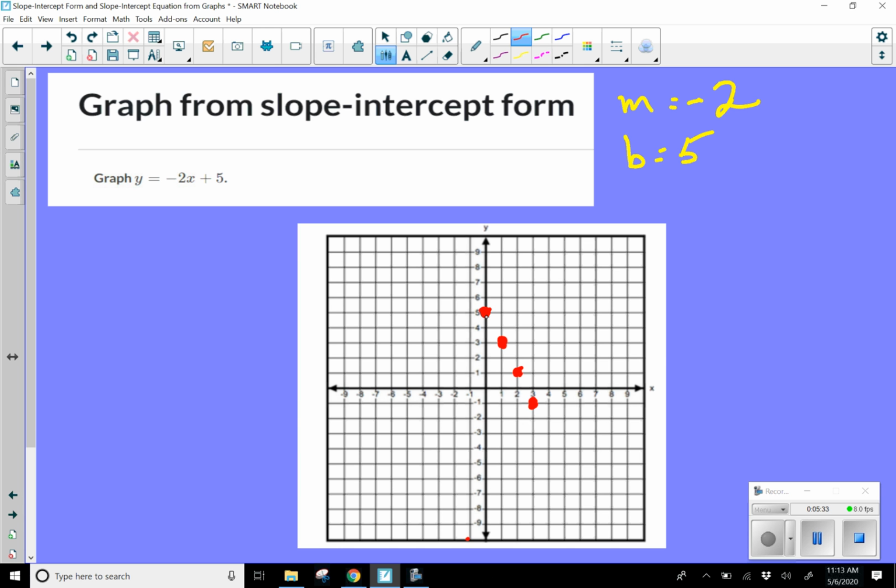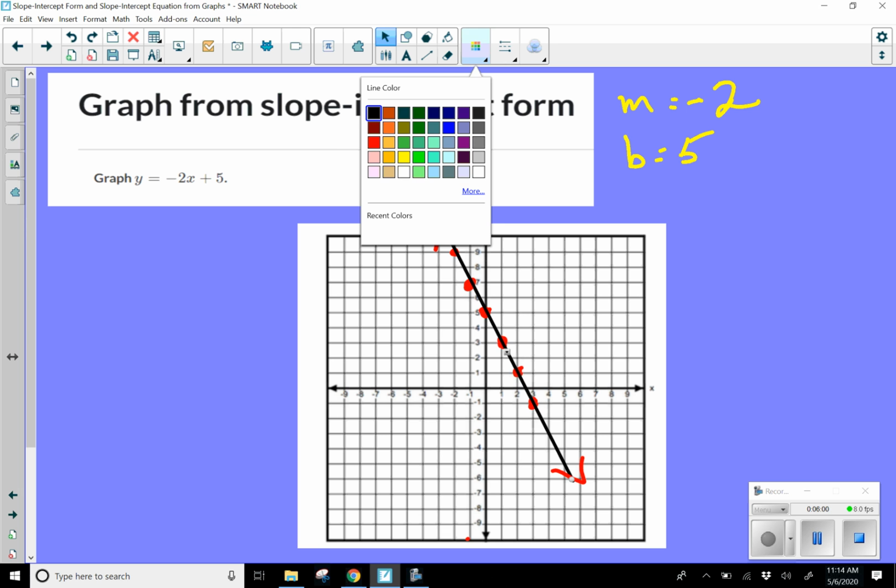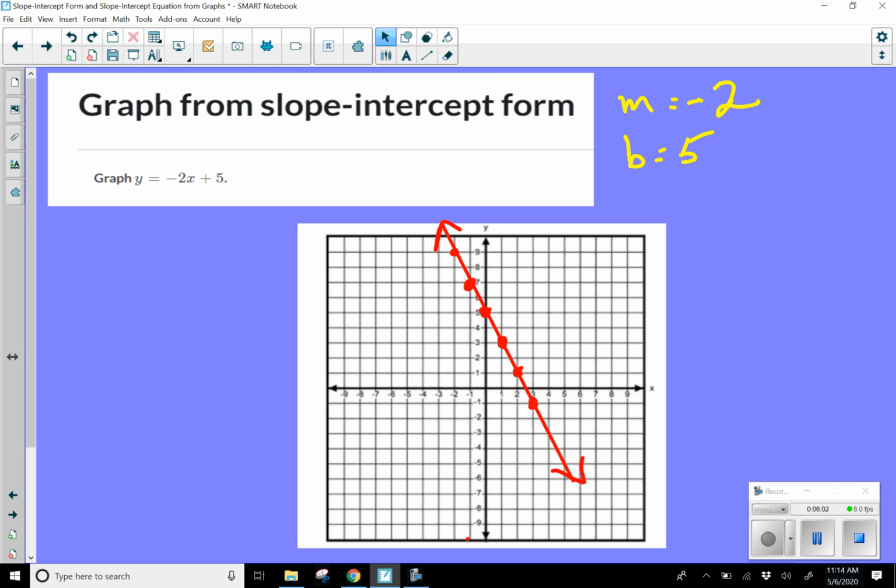I'm also going to go in the other direction, which means we're going up 2 and to the left 1. I'm going to get my line right here. Hopefully I can do this pretty straight. I'm just going to draw my line through my points and then add my arrows onto the end. Let's change our line to another color. There we go. Okay, so that is the correct graph of the line.